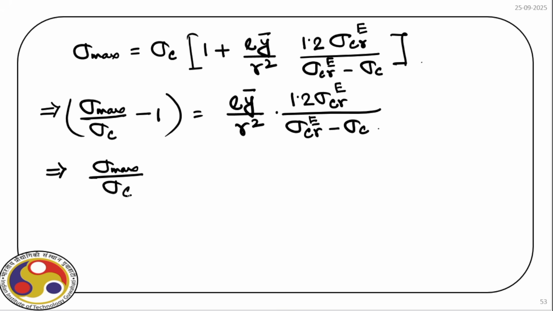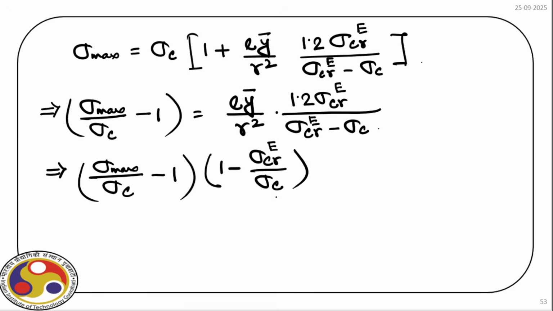So effectively what we can write is sigma max divided by sigma C minus 1 multiplied by sigma CR E minus sigma C by sigma CR E. That also we can further simplify. So we have 1 minus sigma C divided by sigma CR E, which is equal to 1.2 times e times y bar divided by r square.